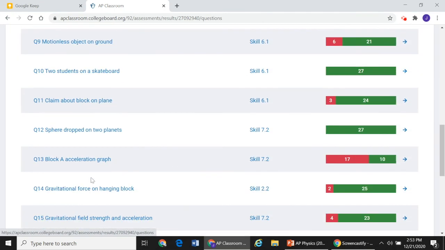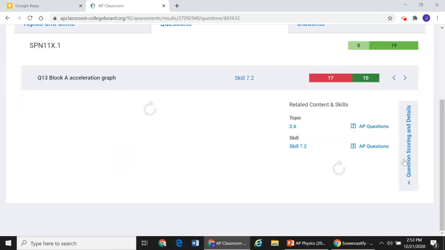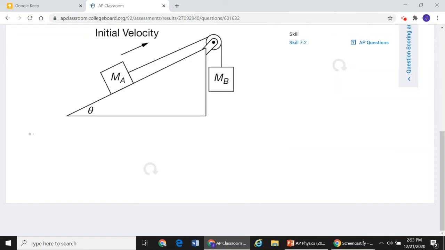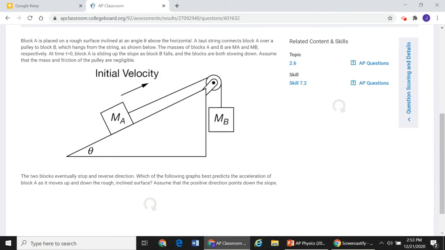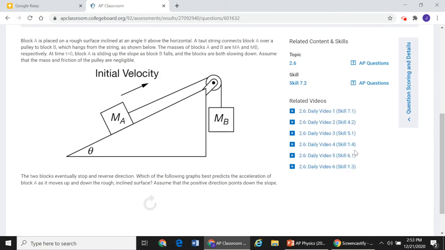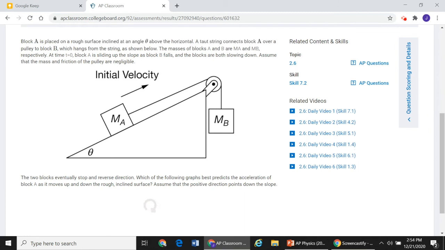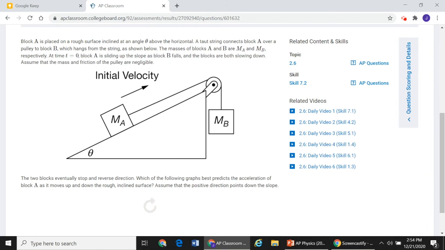Okay, moving on. 13. A lot more people got this wrong than right. And so it says here we got a block and acceleration graph. Block A is placed on a rough surface inclined at an angle theta above the horizontal. A taut string connects block A over a pulley to block B, which hangs from a string as shown below. The masses of blocks A and B are MA and MB respectively.